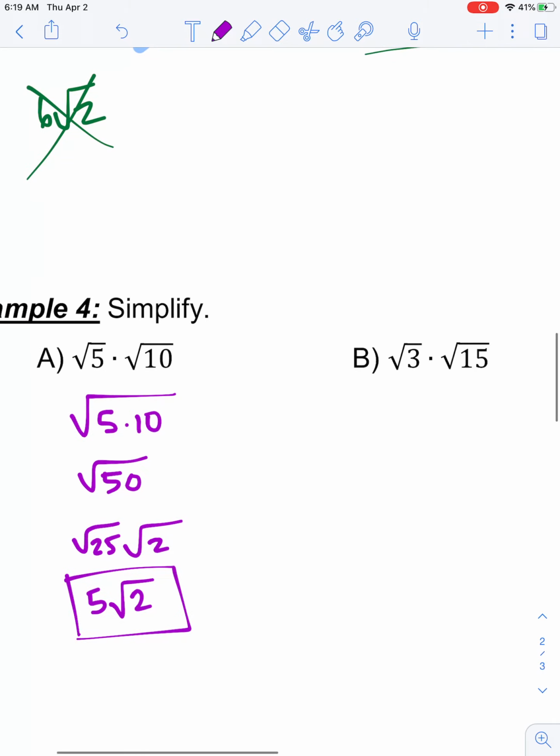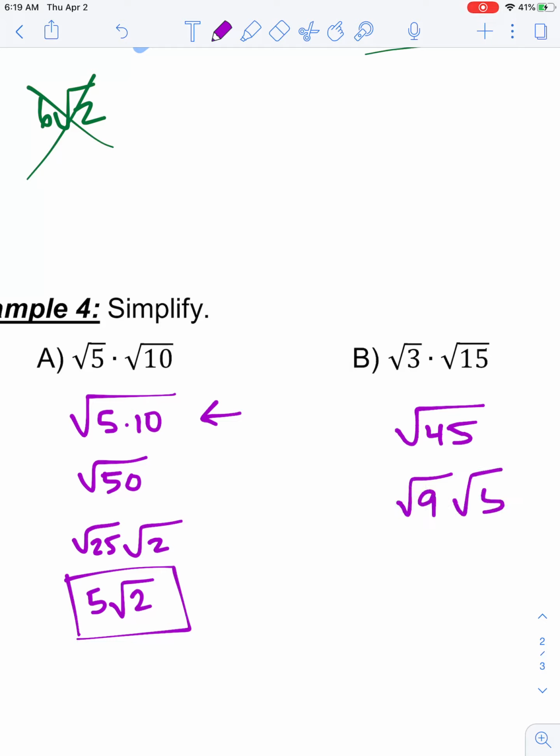For part B, we have root 3 times root 15. So if I put 3 and 15 together under one root, that multiplies to 45. I kind of skipped this step this time of putting 3 and 15 together under one root. I just multiplied the 2 right away. Now 45 can divide by 9, so I can break it down root 9, root 5, and root 9 becomes a 3, root 5.